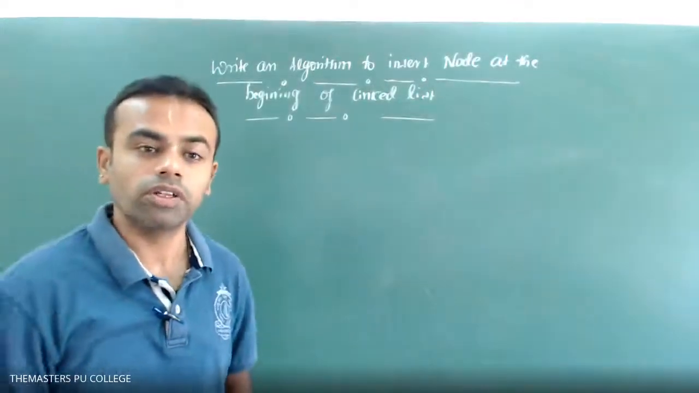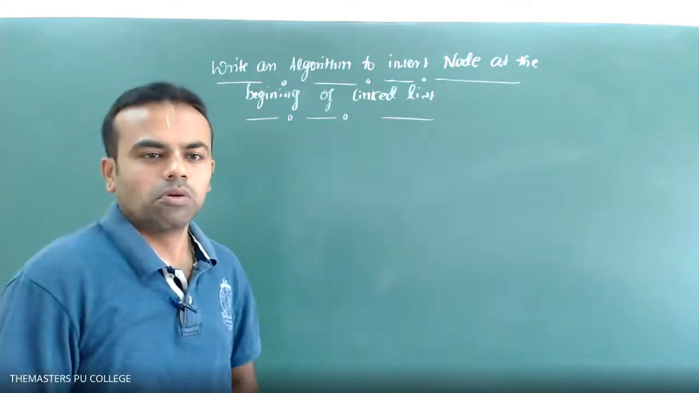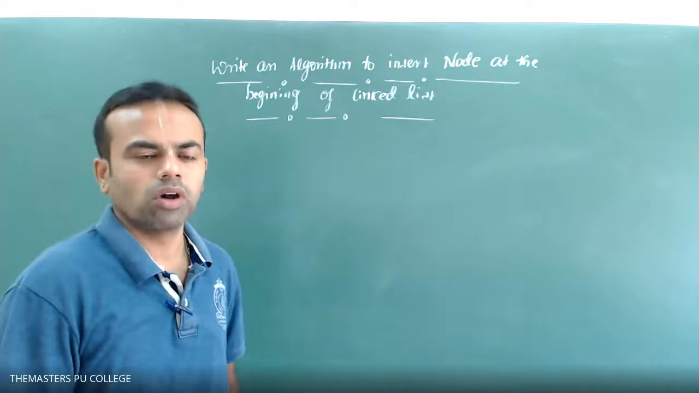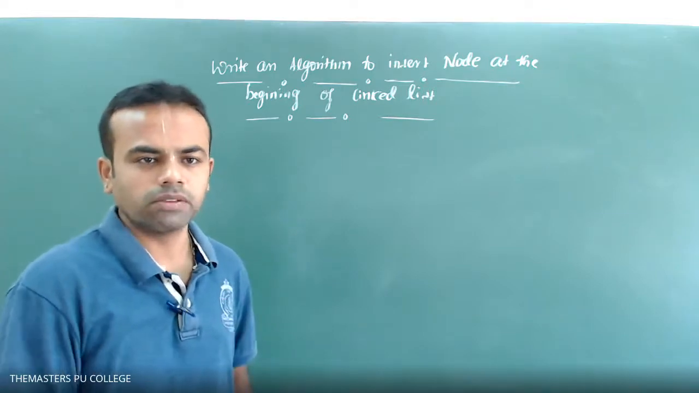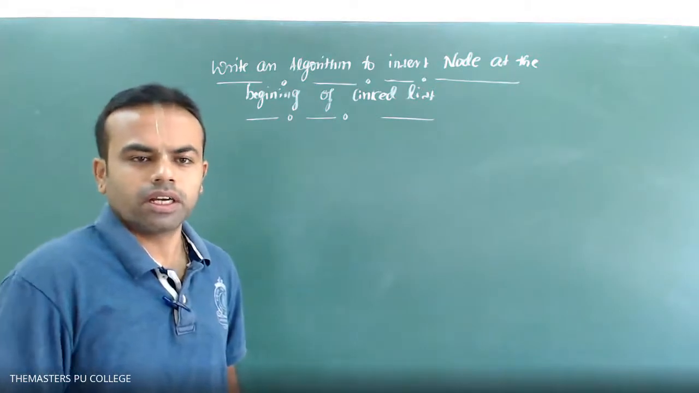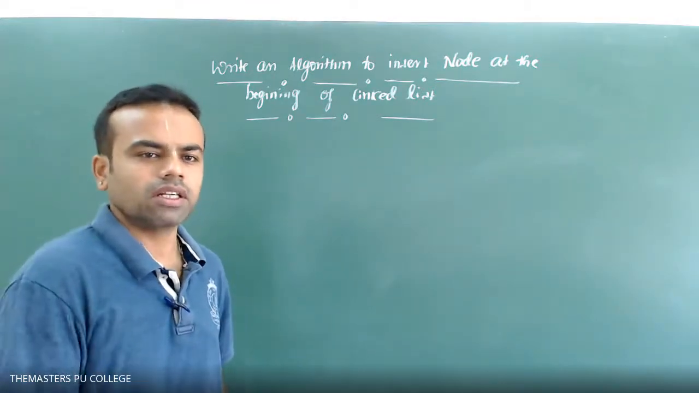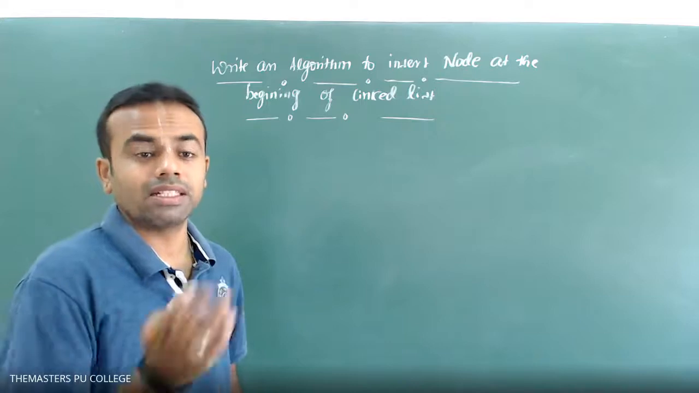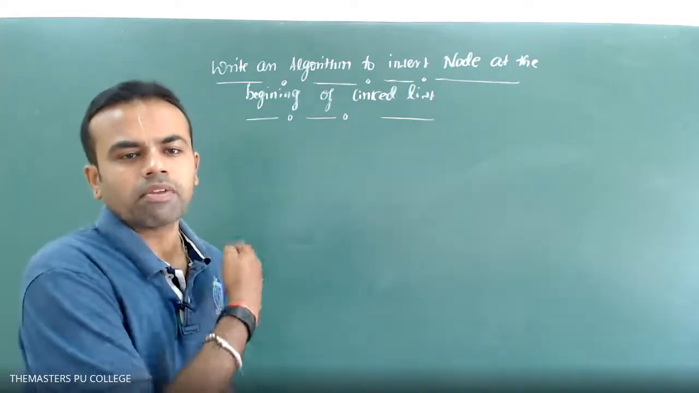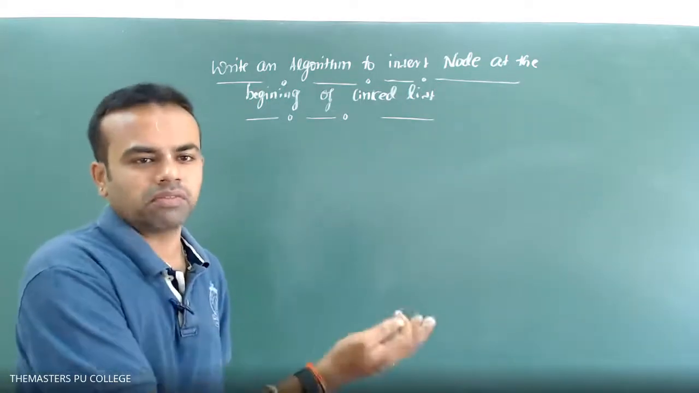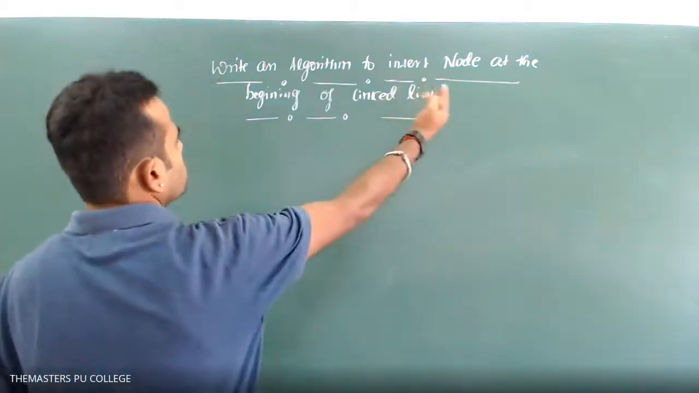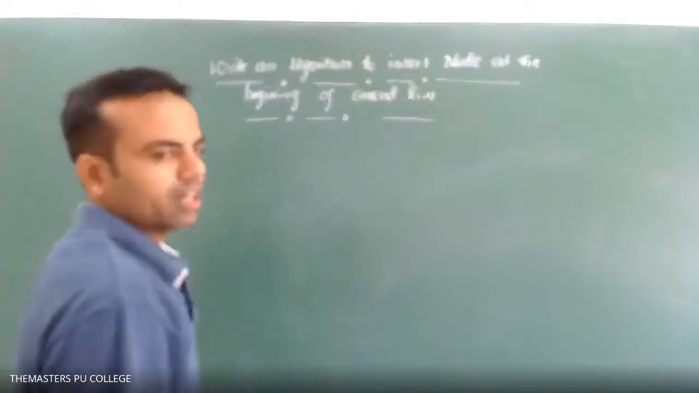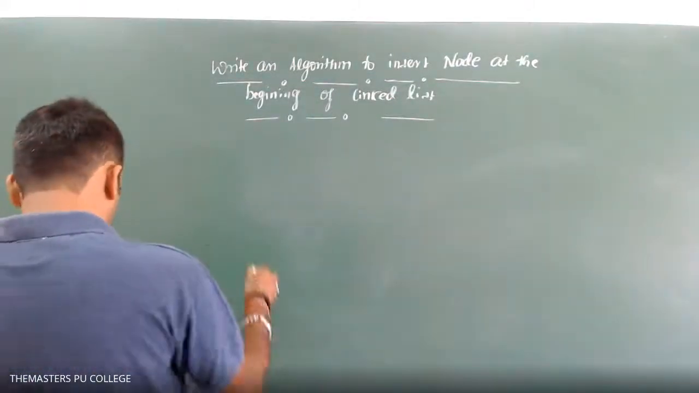Okay, so even in stacks, pop operation, push operation, okay, and then in queues, NQ and DQ, right? Inserting and deleting the elements in stack, inserting and deleting the elements in queue, and then inserting the elements at the beginning and in between and then end of the linked list. Okay, so this is what we call, write an algorithm to insert the node at the beginning of the linked list. Okay, step number 1.